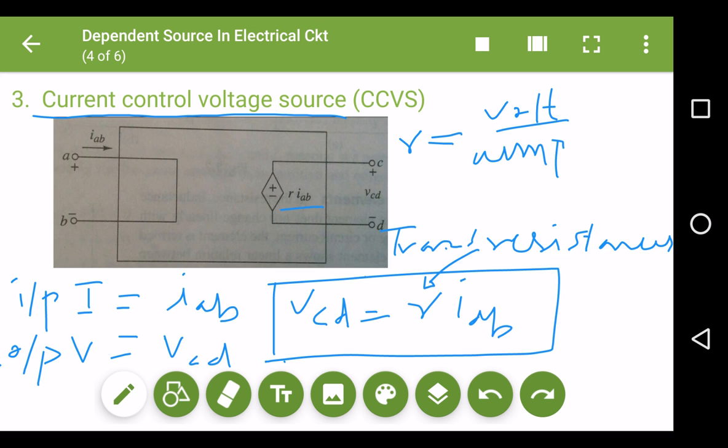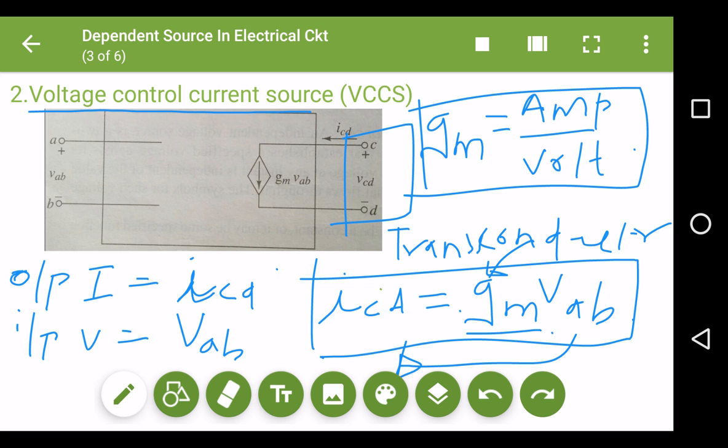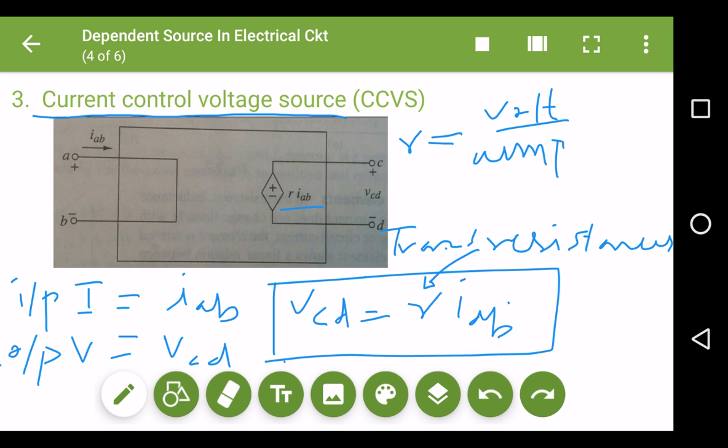And you can see it is just the opposite of transconductance. So the transconductance unit is amperes upon volt, and the trans resistance unit is volt upon ampere. It is another very important factor which you have to remember, while controlling the voltage at output by the current at input.